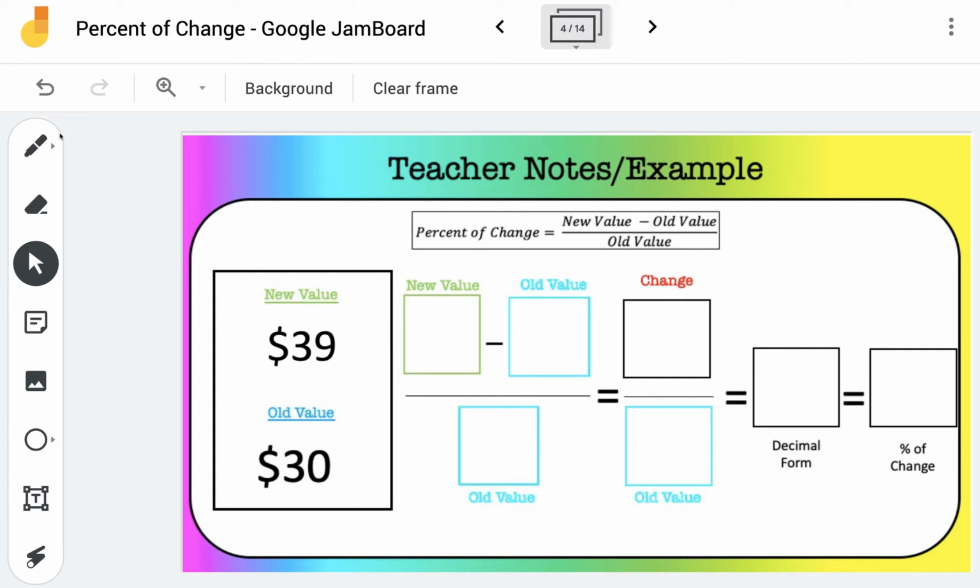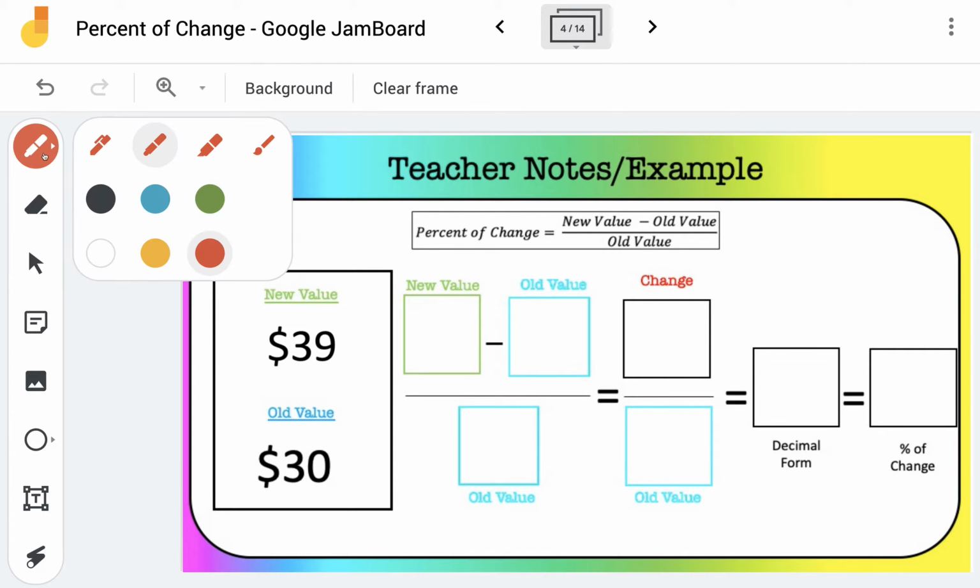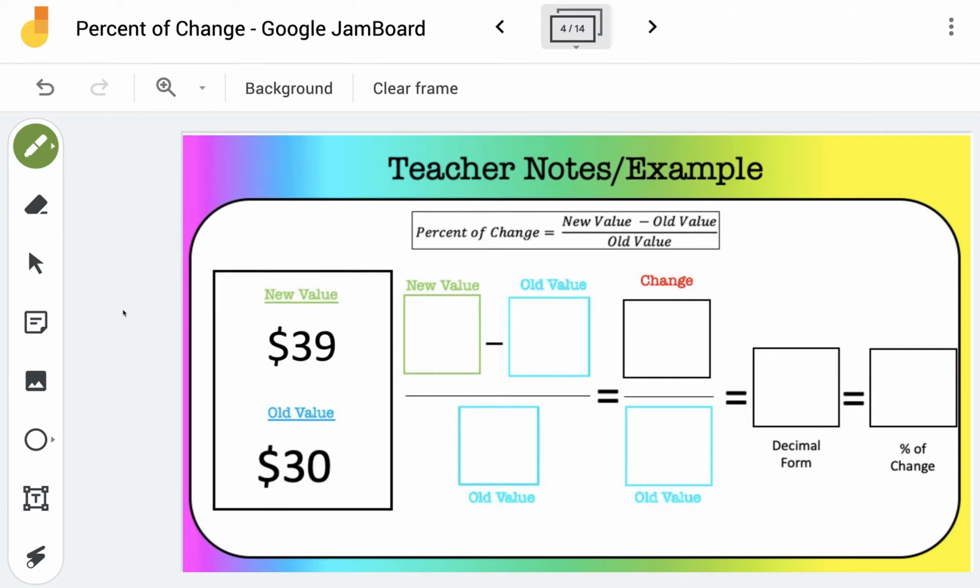All right, so come on over here and grab a marker. It's up to you what color you like. Let's fill in these boxes. We know the new value goes here, so the new value is 39, and 39 goes in this box. The old value, which is 30, goes in the blue boxes. So let's put a 30 here, a 30 here, and also a 30 here.